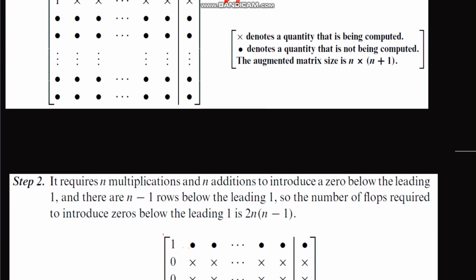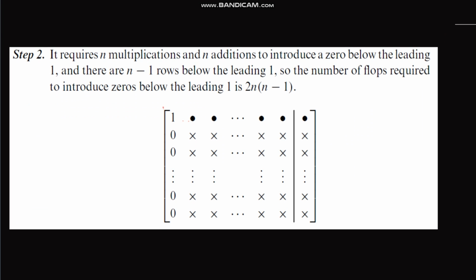Now let me go to the next step. After doing this, what do we need to do? We need to introduce 0 below this column. Again we have to save our floating point operations. The computer knows that below this row it has to type zeros, so the computer does not count this column. It only recognizes this entry. For example, this entry is what?